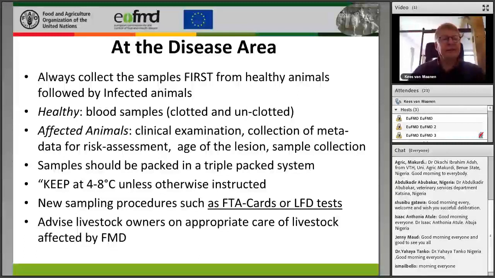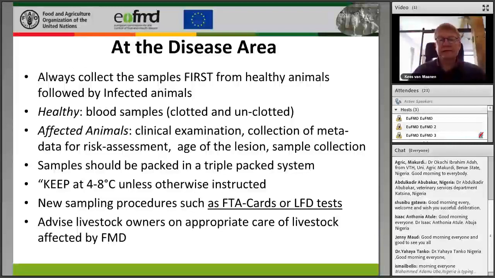Then we go for the affected animals. Always look at them from a distance, give them a proper inspection before you touch them, then do a full clinical examination, age the lesions, which I will talk a little bit about, and collect your samples. These samples should be packed in a safe way, in a triple packed system, and should be kept at cool temperatures unless otherwise instructed.